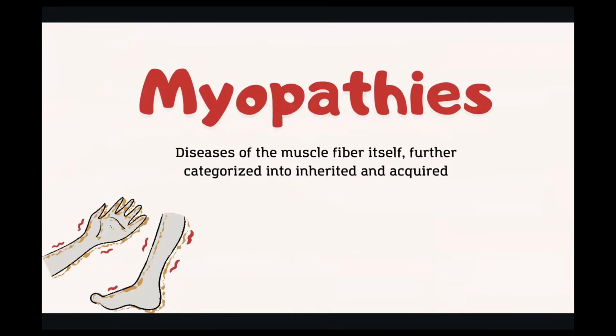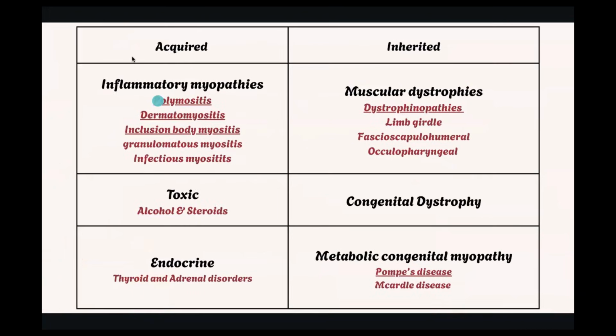What is a myopathy? A myopathy is a disease of the muscle fiber itself, and it is further categorized into acquired myopathy and inherited myopathy. Acquired myopathies, or the inflammatory myopathies, include polymyositis, dermatomyositis, and inclusion body myositis, and we're going to talk about these in detail. The inherited include the muscular dystrophies, like the dystrophinopathies that we talked about.